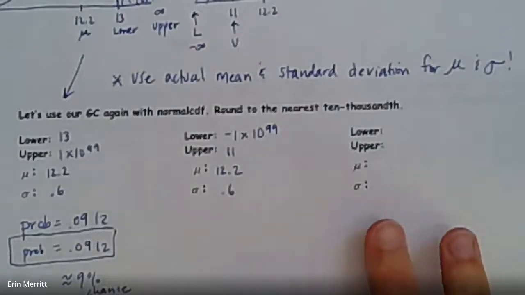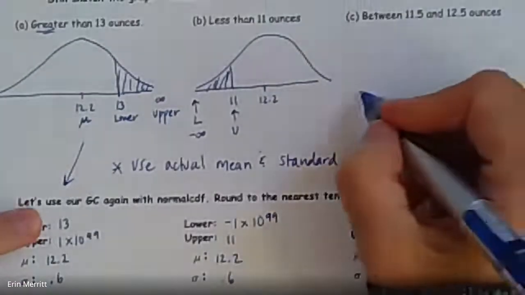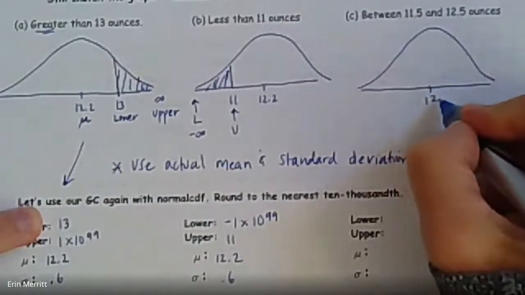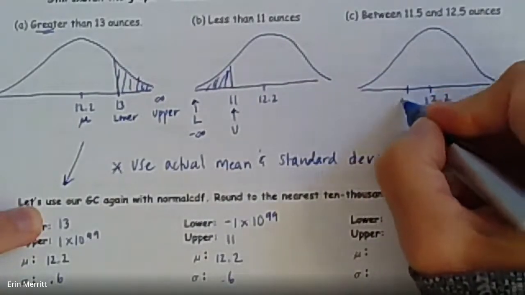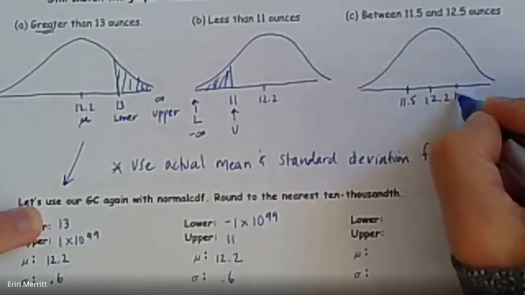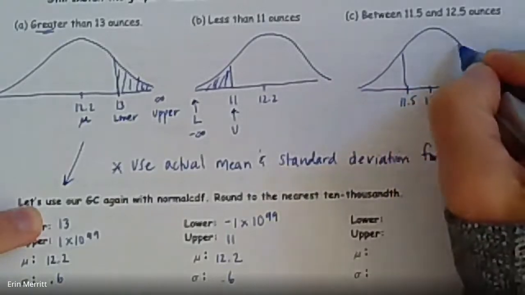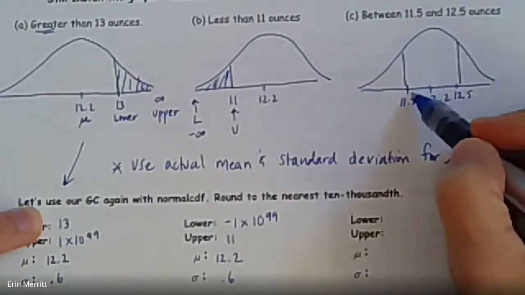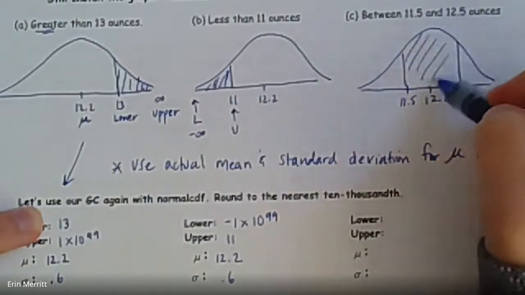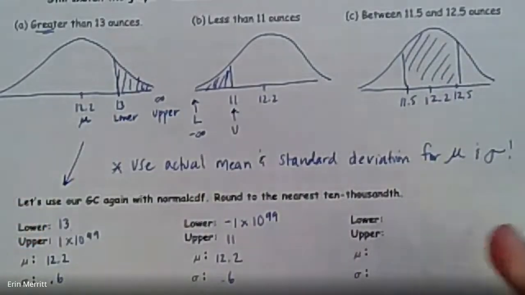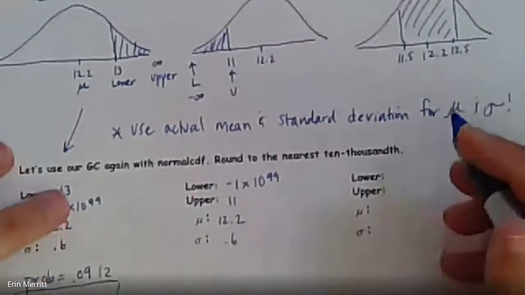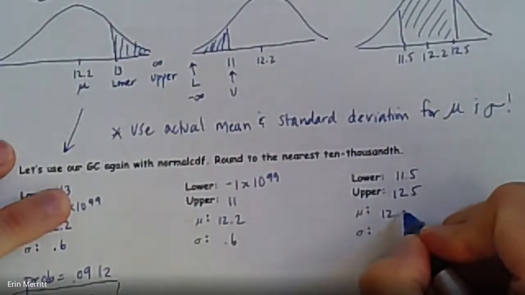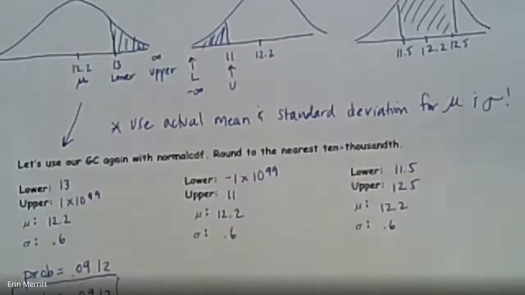And then same game for the last one. If I want values between 11.5 and 12.5, you just got to think about where that's going to be. So if the mean is 12.2, 11.5 is here. 12.5 would be up here. Now, it doesn't have to be scaled perfectly when you draw these, but if it's below the mean, it should be below the mean. And if it's above, it should be above. So I expect that level of accuracy, nothing much more than that. All right. So the lower is the 11.5, the upper is the 12.5, and then 12.2 and 0.6.